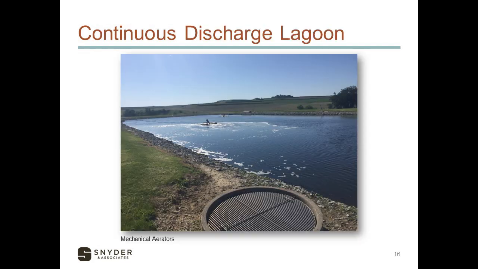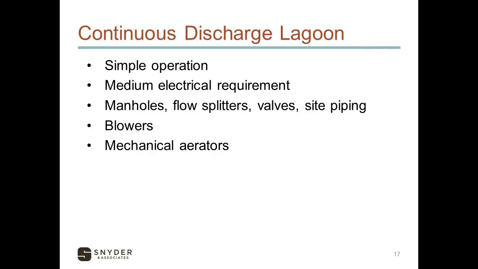A continuous discharge lagoon quite often is a little bit smaller than a controlled discharge lagoon. In this case, you can see a floating mechanical aerator. It's basically just a propeller on a shaft below an electric motor and mixes oxygen into the water that way. There's simple operation, medium level electrical requirement, manholes, flow splitters, valves, site piping. You're going to see those on all of these systems.